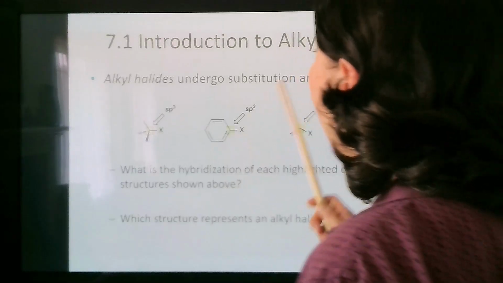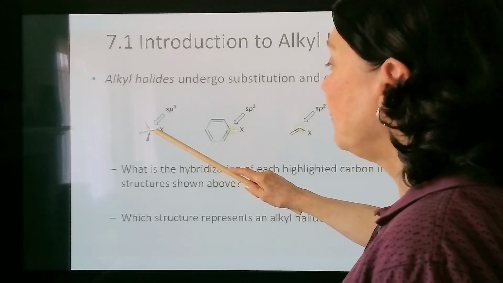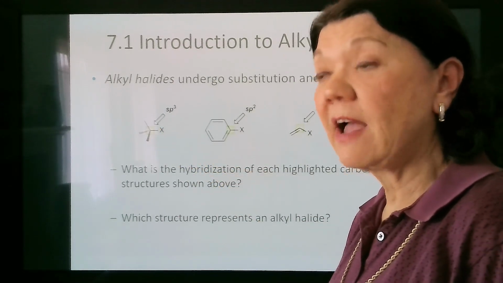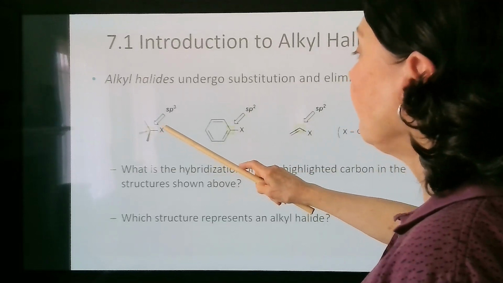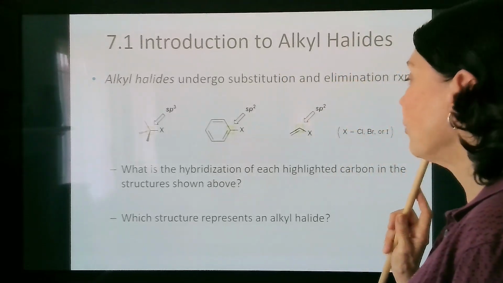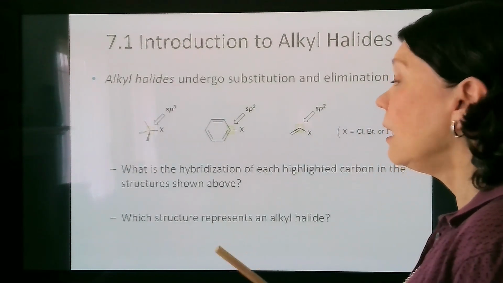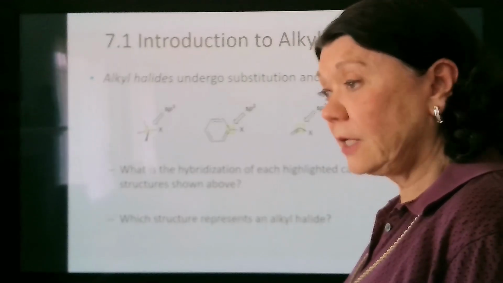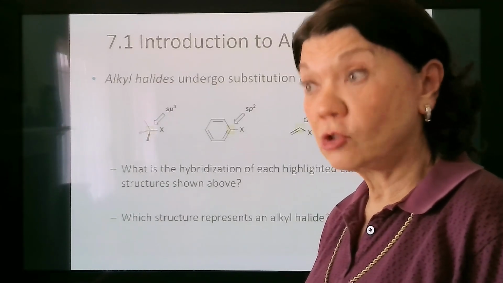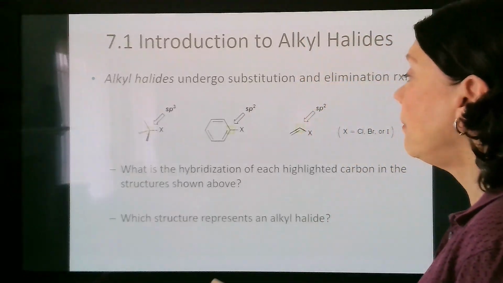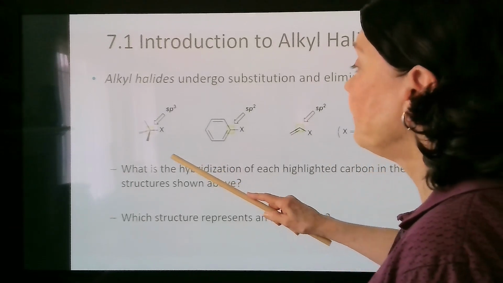So here we have alkyl halides, and you can see that the alkyl halides have a carbon atom bearing a halogen, and they will undergo substitution and elimination reactions. Of course, the X here is the halogen, chlorine, bromine, or iodine. The fluorocarbons are quite unreactive because the carbon-fluorine bond is just very strong. And so the vast majority of reactions you're going to see are going to involve chlorine, bromine, and iodine.